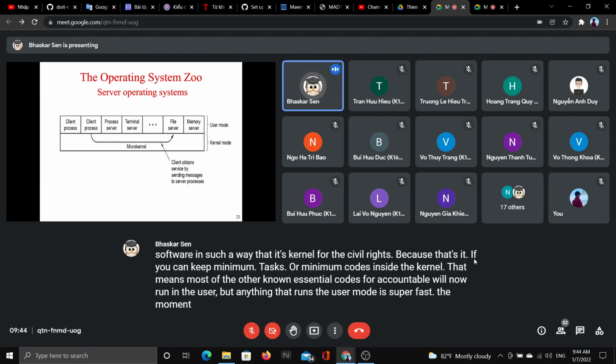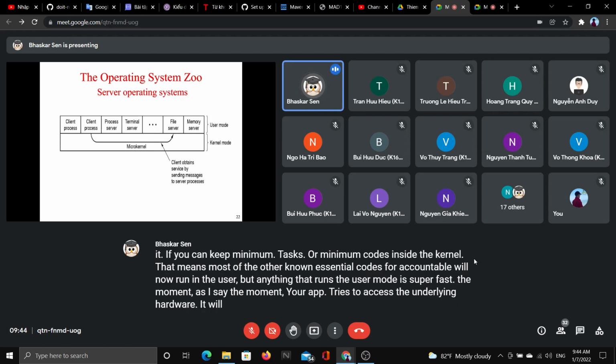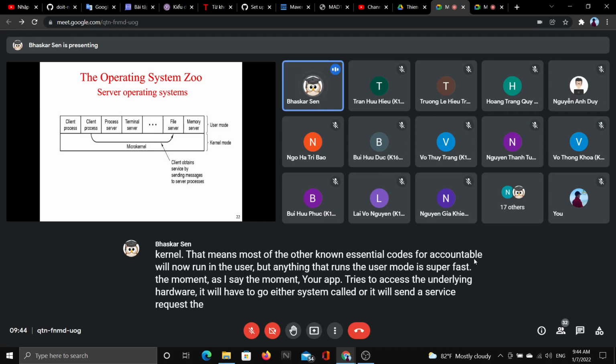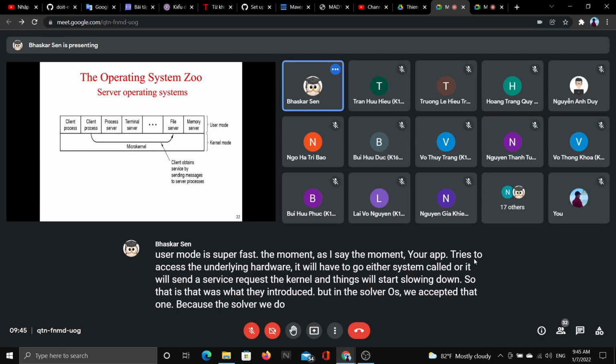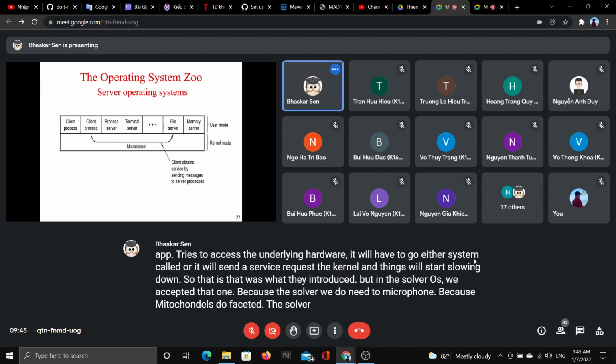The moment your app tries to access the underlying hardware, it will have to give a system call, or send a service request to the kernel, and things will start slowing down. So that was what they introduced. But in the server OS, we accepted that one, because with the server, we do need microkernels.